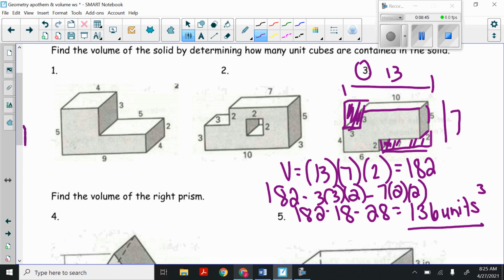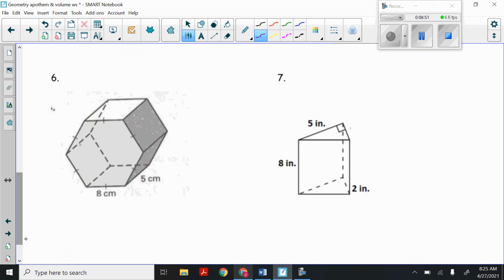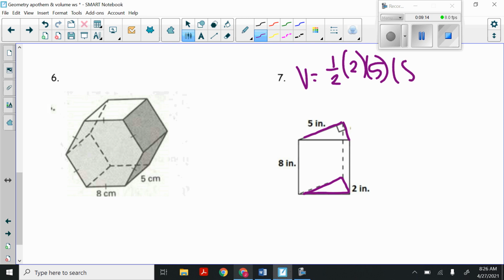Okay. All right, so now we're just going to scroll down and we'll look at number 7 together. So this is a triangular prism. For our volume, the area of the base, my base is this triangle. The area of a triangle is 1/2 times the base of the triangle, which we see is 2. Since it's a right triangle, remember it's your 2 legs. The height of the triangle is 5. So that's our capital B. Now times the height of the entire prism, 8. So 5 times 2 is 10, half of 10 is 5, 5 times 8 is 40 cubic inches.